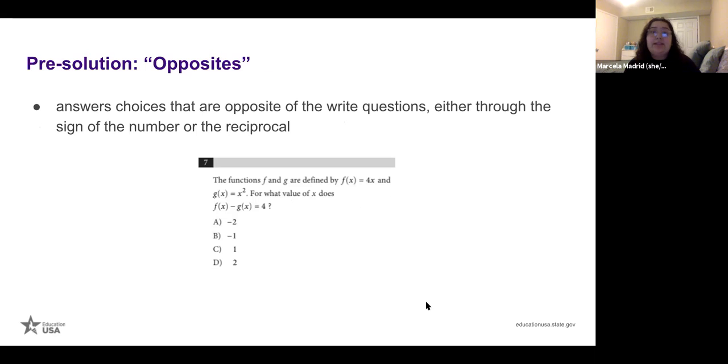The next one is opposites. This means answer choices that are opposite of the right answer, either through the sign of the number or the reciprocal. So here's another example. And as you can see, we're focusing on the answer choices for now. You have -2 and +2, -1 and +1. So you look at this question, 4x minus x squared equals 4. You're most likely going to get 1 or 2 as the absolute value of your answer. And you know you're on the right track.